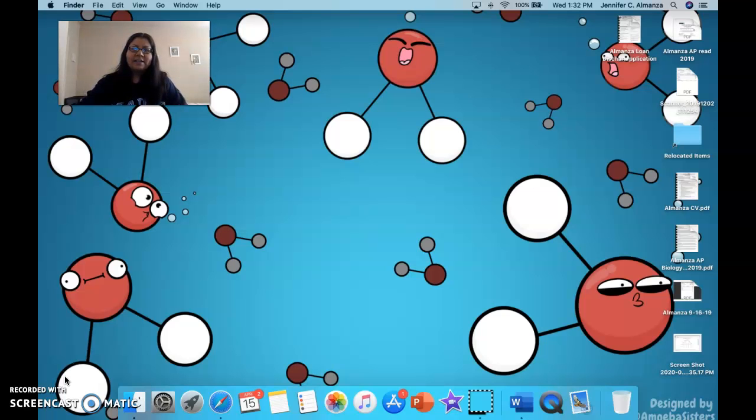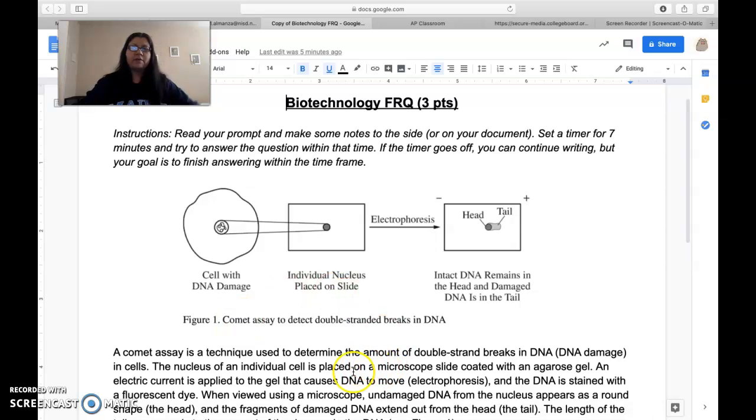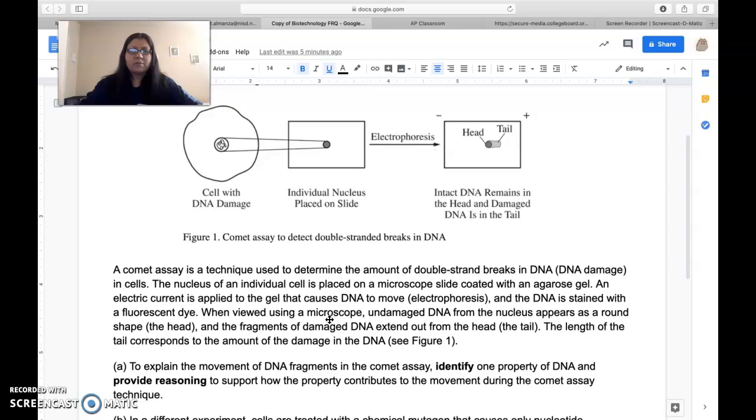All right, so if I go ahead and switch to the FRQ. Okay, so for this FRQ, you can see that we have what's called a COMET assay. We haven't talked about COMET assays in class, but that's kind of to be expected with the AP Bio questions. Most of the time they're going to give you some sort of experiment or talk about some sort of analysis that we haven't talked about, but you should have enough basic information to be able to answer this.